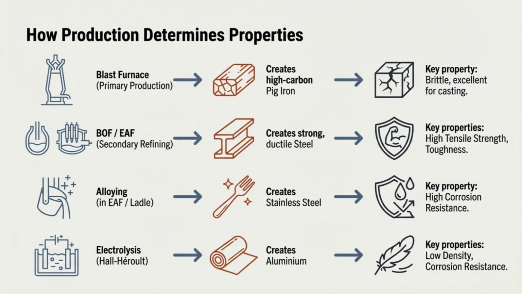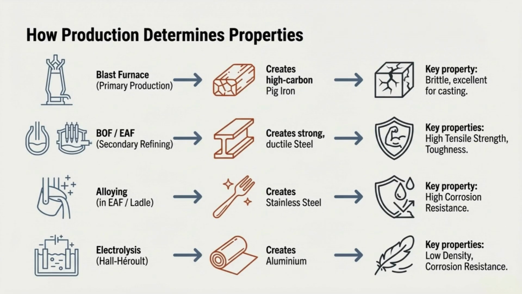Next, we move to steel. Steel is born in the refinery. Whether it comes from the basic oxygen furnace or the electric arc furnace, the process is designed to remove the dirt and lower the carbon from the pig iron. The result: a material that is strong and ductile. Unlike pig iron, steel has high tensile strength and toughness, meaning it can be pulled, twisted, and stressed without breaking. This is why we use it for skyscrapers and car frames.